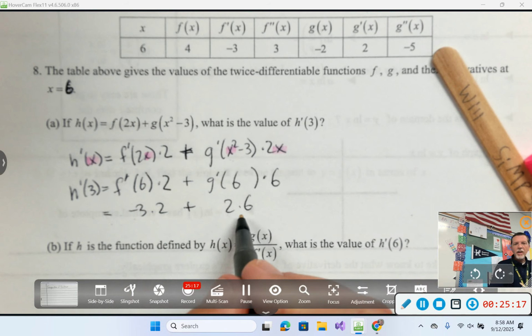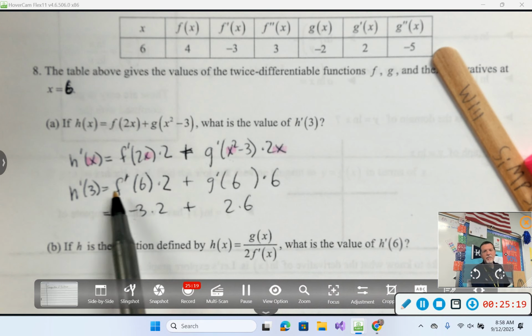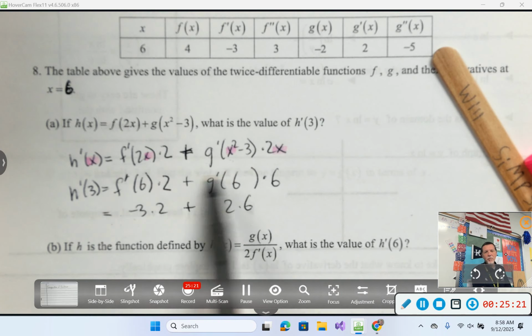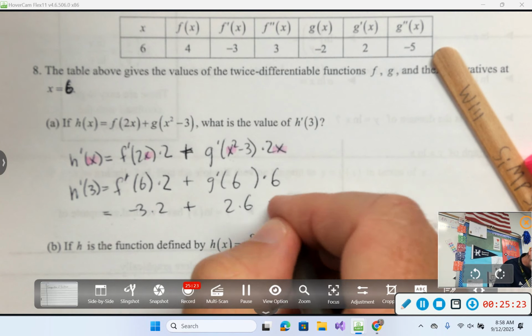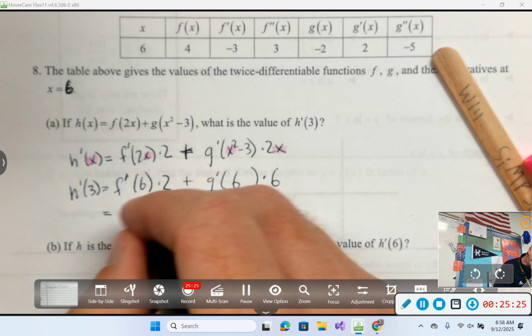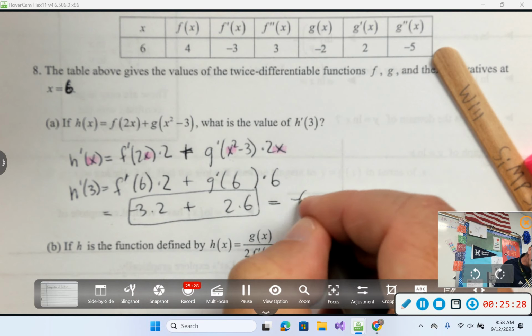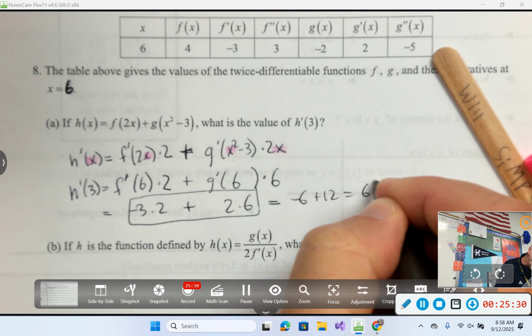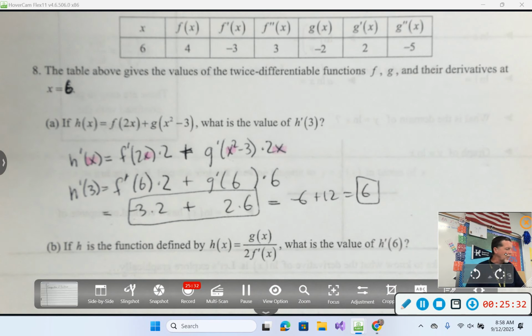This would be a safe stop. The step before would not be a safe stop. You've got to evaluate. You can't leave f primes and g primes as part of your answer. So that would be a safe stop, but negative 6 plus 12 is 6. There's your multiple choice answer.